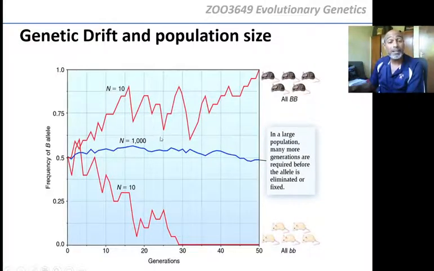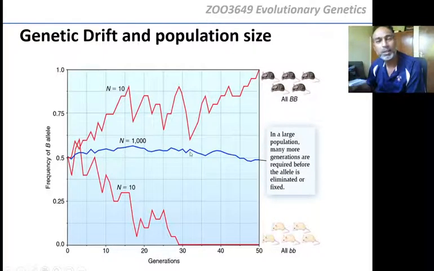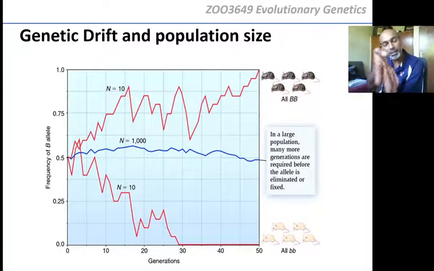And why is that? Because the size of this blue population is 1,000. So a random chance that happens to 1 or 2 individuals, it's only going to be a small change in the frequency of the allele. It's not like I told you about those beetles that got squashed. If you had 300 and 2 got squashed, it's not a big deal. But if you only have 3 and 2 get squashed, it's a big deal, right? That's what this graph is saying.